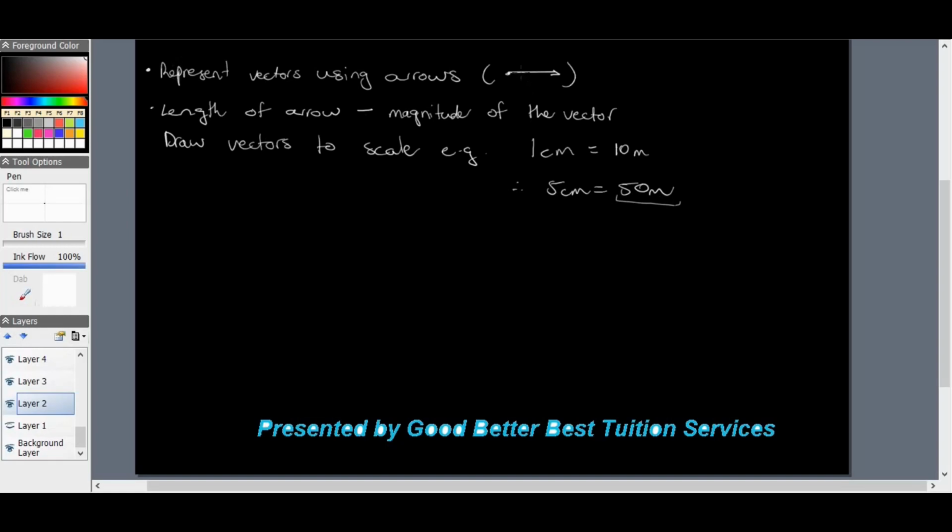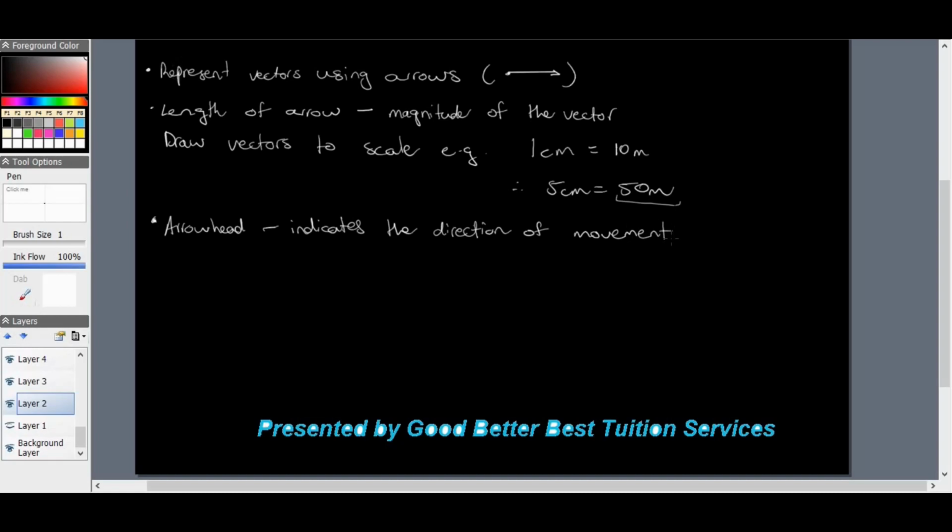Now that's the length of the arrow, or the body of the arrow, which we see over there. What does the arrowhead represent? The arrowhead is drawn in the direction of the vector, so it indicates the direction of movement.